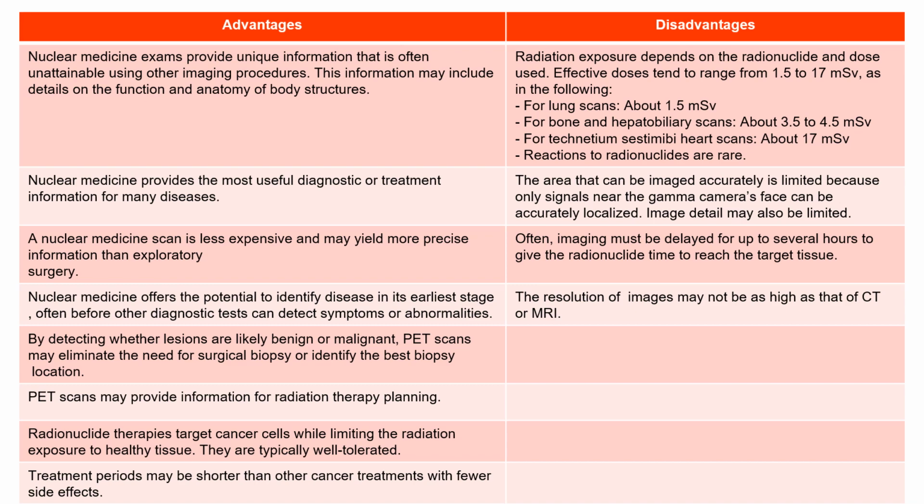The area that can be imaged accurately is limited because only signals near the gamma camera face can be accurately localized. Image detail may also be limited. Often, imaging must be delayed for up to several hours to give the radionuclides time to reach the target tissue. The resolution of images may not be as high as that of CT scan or MRI.